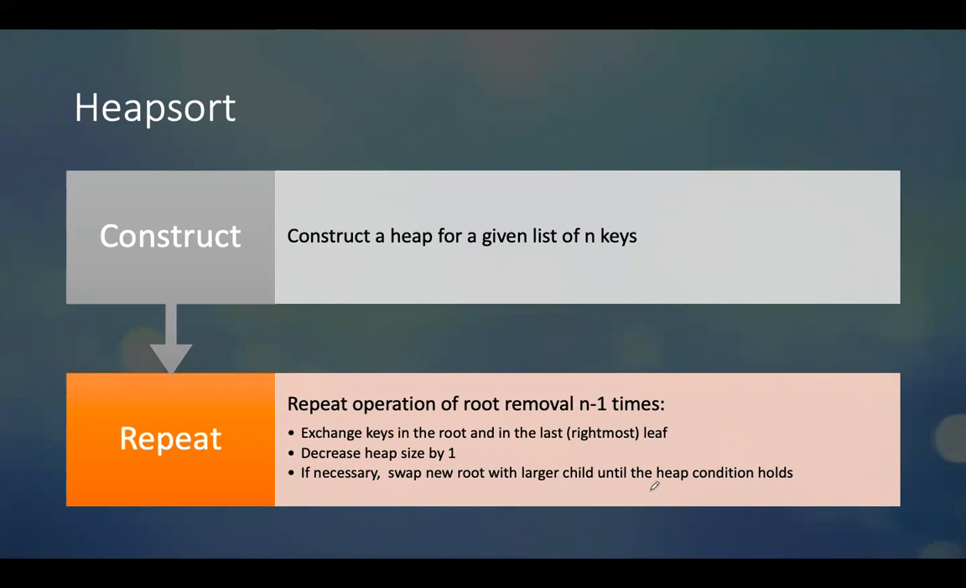See, in the array, you will be knowing what are its child elements. So you have to check whether the root element satisfies the heap condition or not, that is, whether root is greater than children value or not. If it is not, we will swap those elements. Swap the value with the larger child. So that is heap sort. First thing is construct heap for the given list of elements and then repeat these steps. We shall see with an example. You'll completely understand.